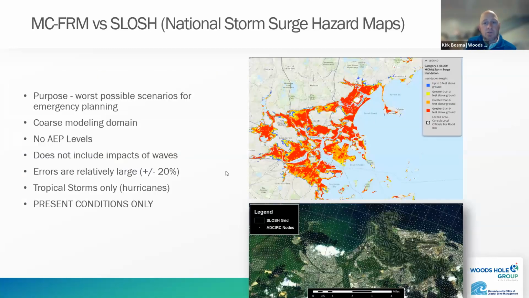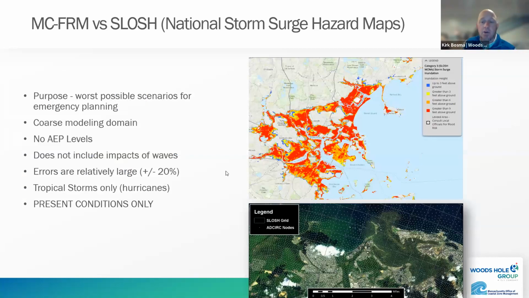This is the National Storm Surge Hazard Maps. We've talked about this in the past. It's a very coarse model. SLOSH is just hurricanes, which when you start to think about Boston and north of Cape Cod, really becomes questionable. There's no AEP levels here. It's just, what do you get if you get a Category 3 hurricane?